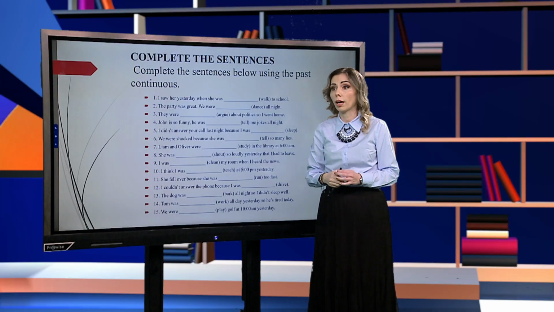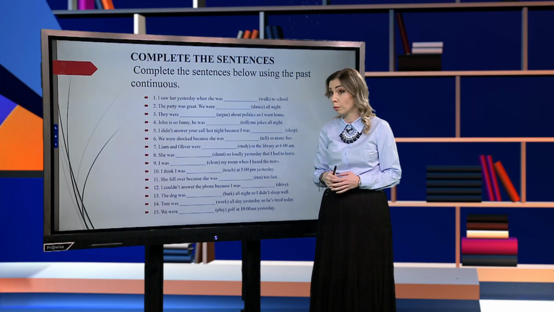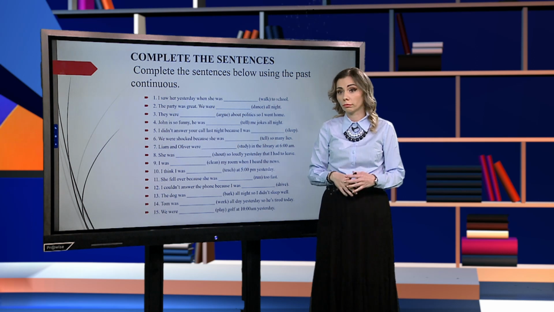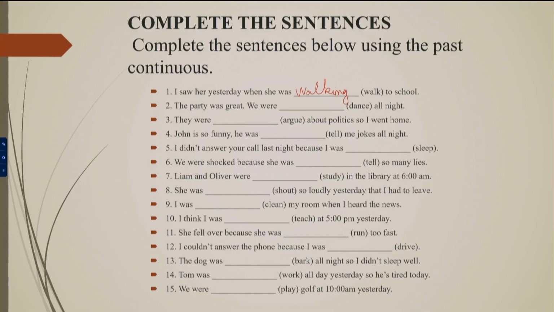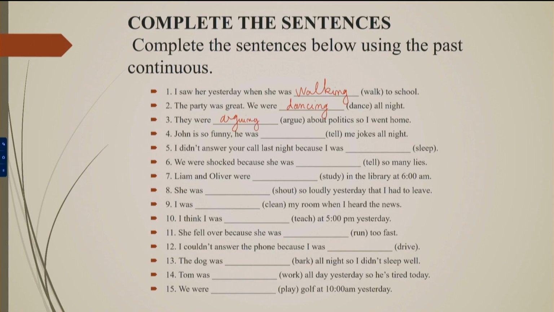Another exercise, we have to complete the sentences below using the past continuous. So Anna, it's your turn. I saw her yesterday when she was walking to school. The party was great. We were dancing all night. They were arguing about politics, so I went home. John is so funny. He was telling me jokes all night.